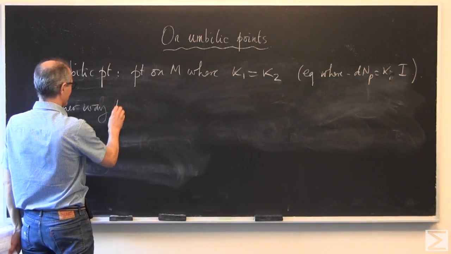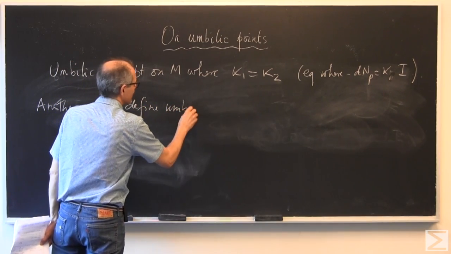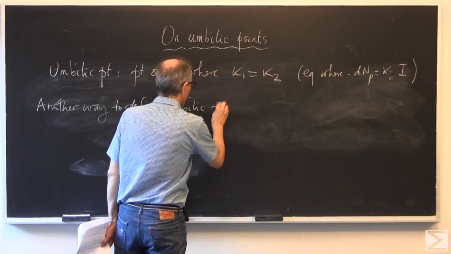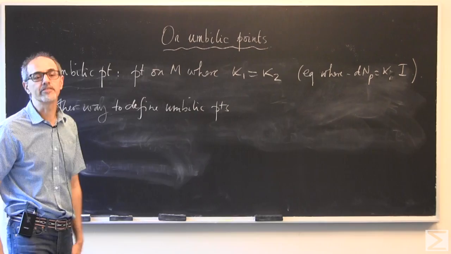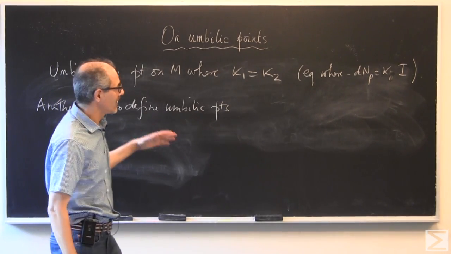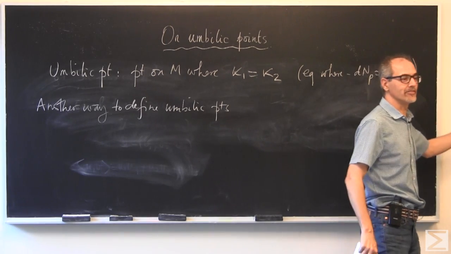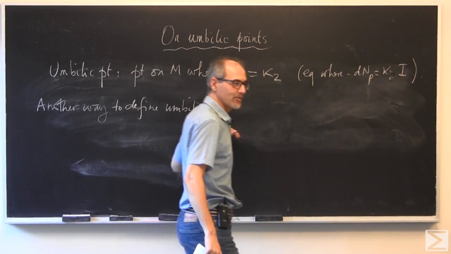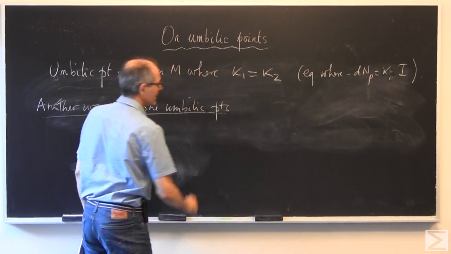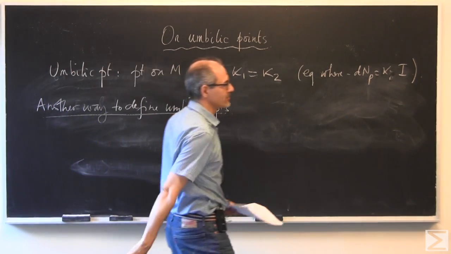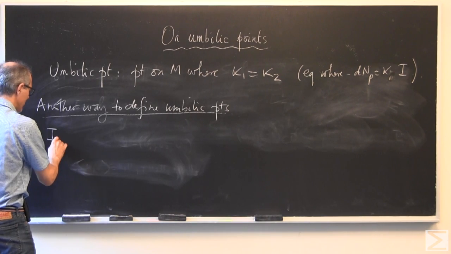So another way to define umbilic points, which I will need later, because in the second part I'm going to change the metric and look at surfaces in Minkowski space, and there are points where I wouldn't have this shape operator. So I would not be able to define umbilic points in this way. So then I will use this second method. Okay, another way to define umbilic points is via the principal lines of curvature, but before that, I need some notation. What is the first fundamental form?